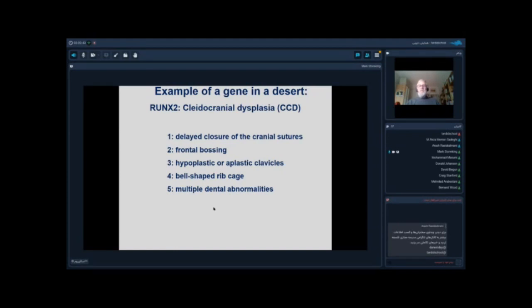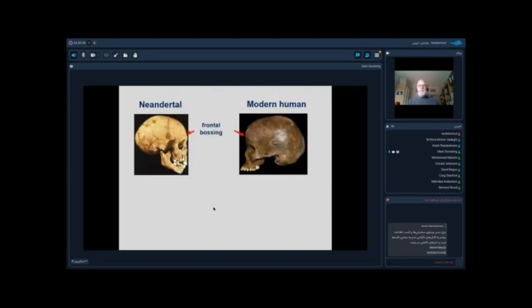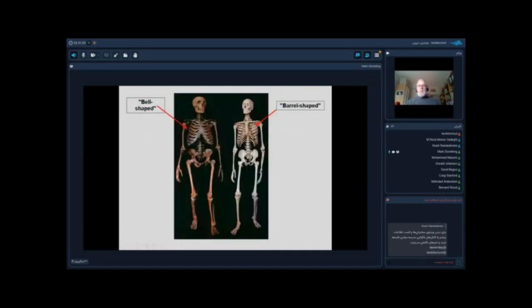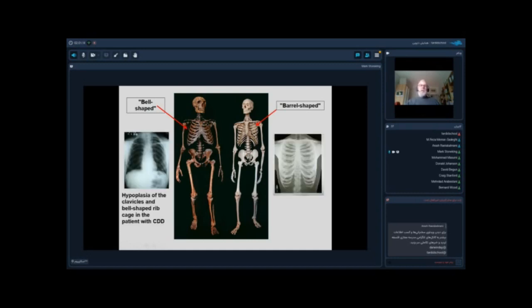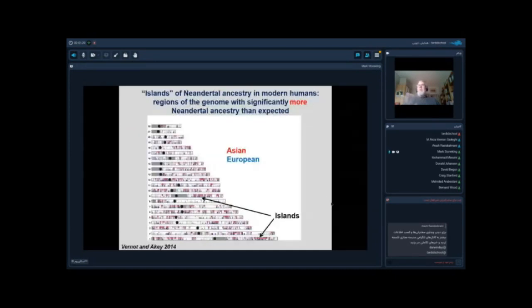And what's interesting about these features is they recapitulate some of the skeletal differences between modern humans and Neanderthals. So Neanderthals, for example, have this protuberance over the eyebrow ridge called frontal bossing. Modern humans don't have it. Individuals with CCD have this. Modern humans, we have a barrel-shaped rib cage. So our rib cage is vertical, going from top to bottom. Neanderthals have a bell-shaped rib cage. It flares out going from top to bottom. Individuals with CCD have a bell-shaped rib cage. They also have abnormal collarbones and abnormalities in the shoulder bones, and these are exactly the sorts of things that you see in Neanderthals. So we've learned something then about at least several of the genes that are involved in the differences between Neanderthals and modern humans by looking in these deserts.